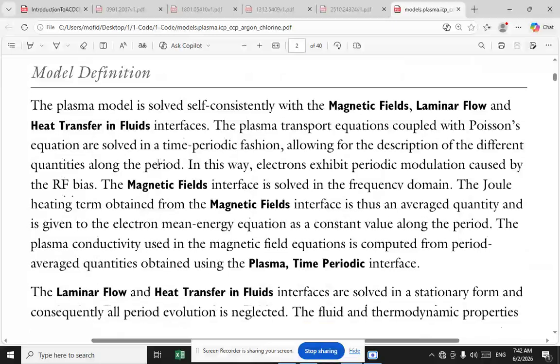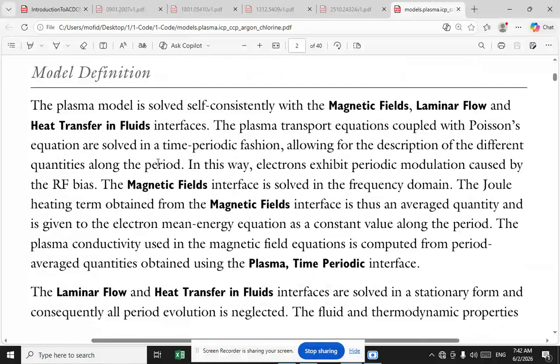The plasma model is solved self-consistently with the magnetic fields, laminar flow, and heat transfer in fluids interfaces. The plasma transport reactions equations coupled with Poisson's equation are solved in a time periodic fashion, allowing for the description of the different quantities along the period. In this way, electrons exhibit periodic modulation caused by the radio frequency bias. The magnetic field interface is solved in the frequency domain. The Joule heating term obtained from the magnetic field interface is thus an average quantity and is given to the electron mean energy equation as a constant value along the period.